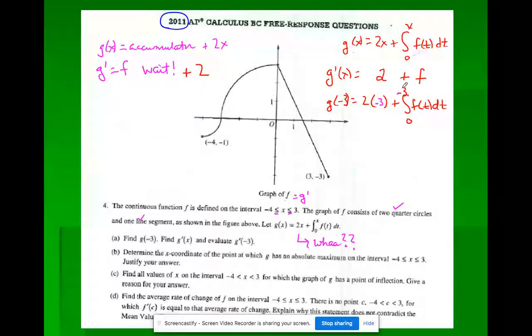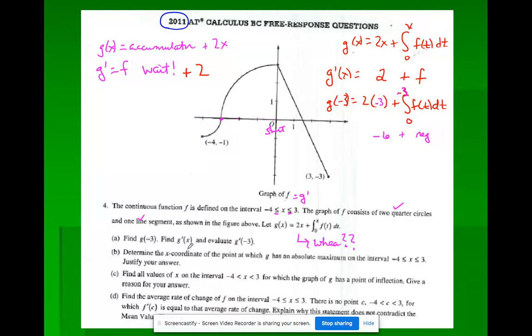So I have to start at 0 and go back to 1 to -3. Negative, because you're going backwards. So this is going to be a negative value. And then you have -6. Be careful. How about g prime of x?